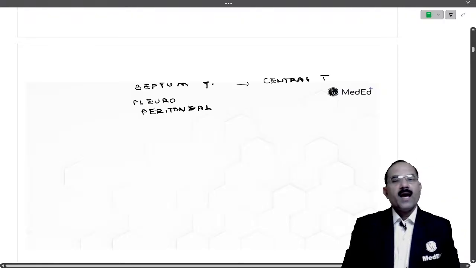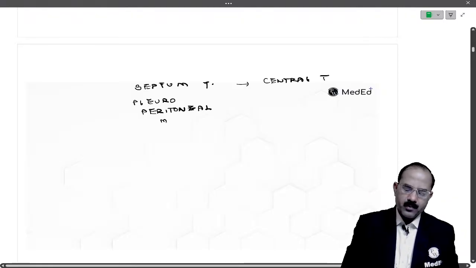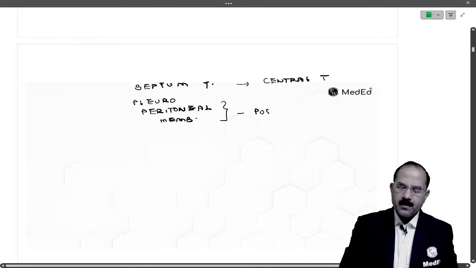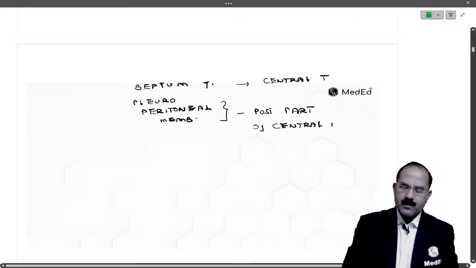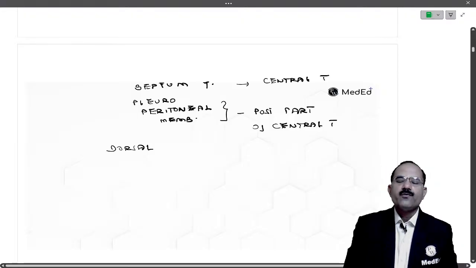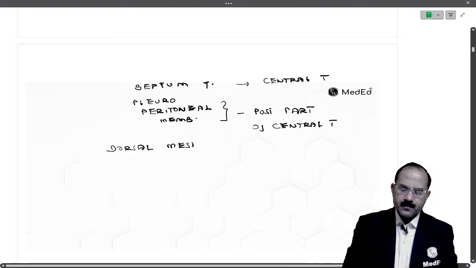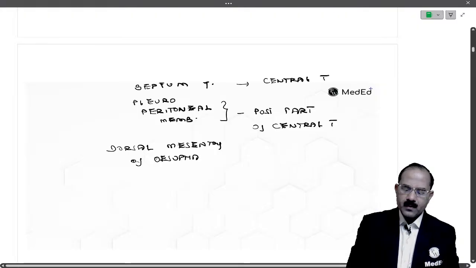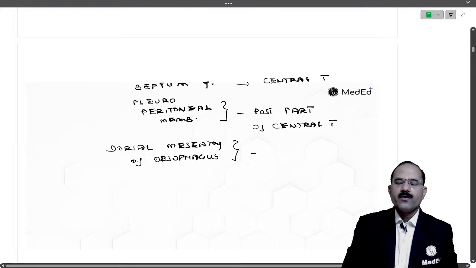The diaphragm as a topic is very important. Pleuroperitoneal membrane, what is that going to form? That is going to form the posterior part of the central tendon. Posterior part of the central tendon, right? Then there's something known as the dorsal mesentery of the esophagus. Yes, but what is this going to form for the diaphragm? Any guesses?